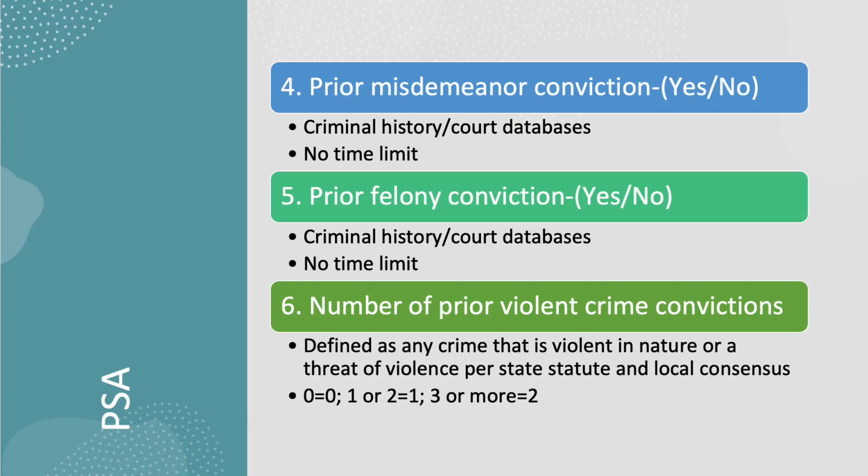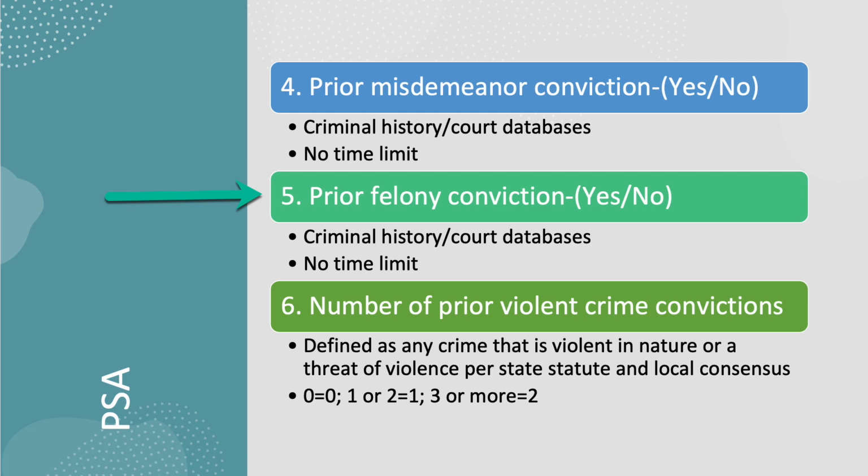Factor 4, prior misdemeanor conviction. This is a yes/no answer and can be obtained from the criminal history and court databases. There is no time limit on the conviction. A misdemeanor conviction from 10 years ago counts the same as a misdemeanor conviction from last week. Factor 5, prior felony conviction is scored in the same manner.